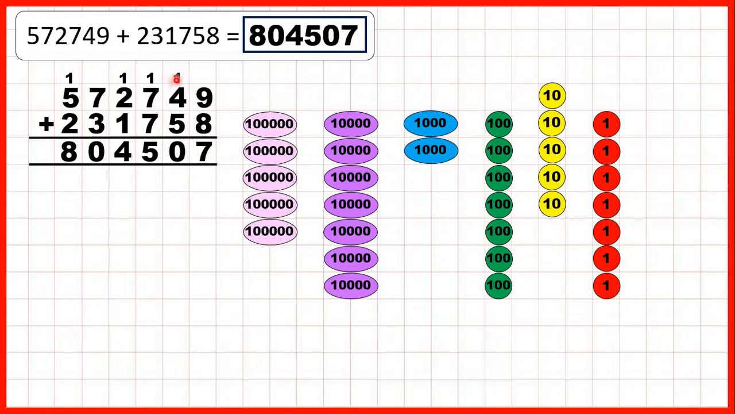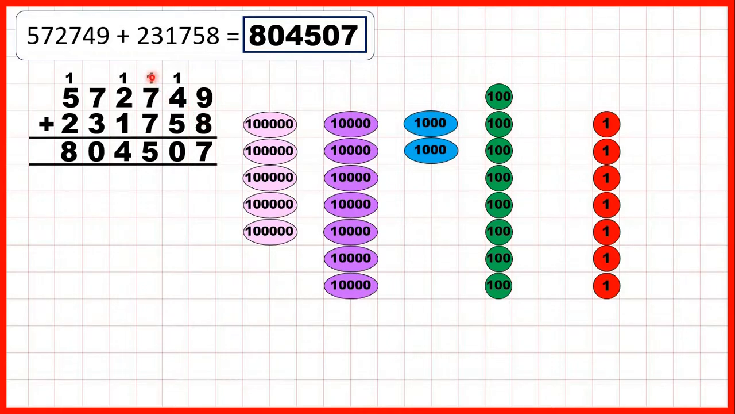Now, because we made an extra 10 by adding our ones, we have 5 tens, and we need to add 5 more tens. So let's add 1, 2, 3, 4, 5 tens. But now, because we have 10 tens altogether, we exchange those tens for 100. And that's why we write 1 above our hundreds column, and we have 0 as the tens digit of our answer, because now that we've exchanged, we don't have any tens.